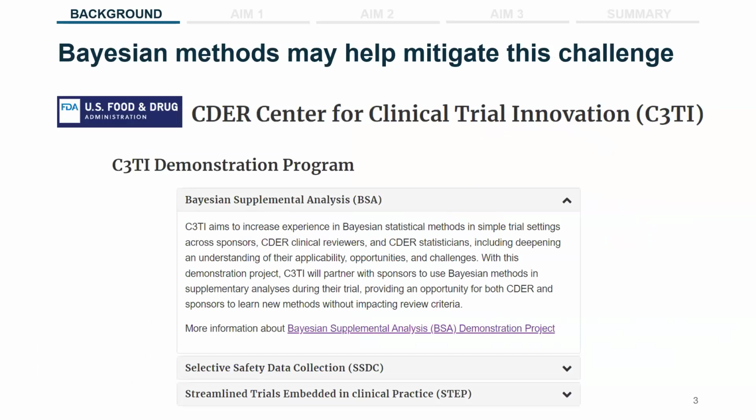Bayesian methods may help mitigate this challenge. In early 2024, the US FDA launched a new center specifically for clinical trial innovation, and exploring Bayesian statistical methods is one of the first 3 innovative design demonstration programs.